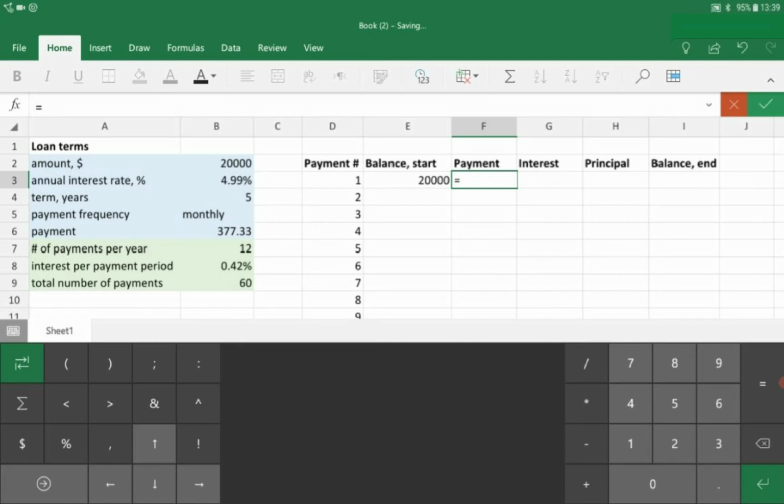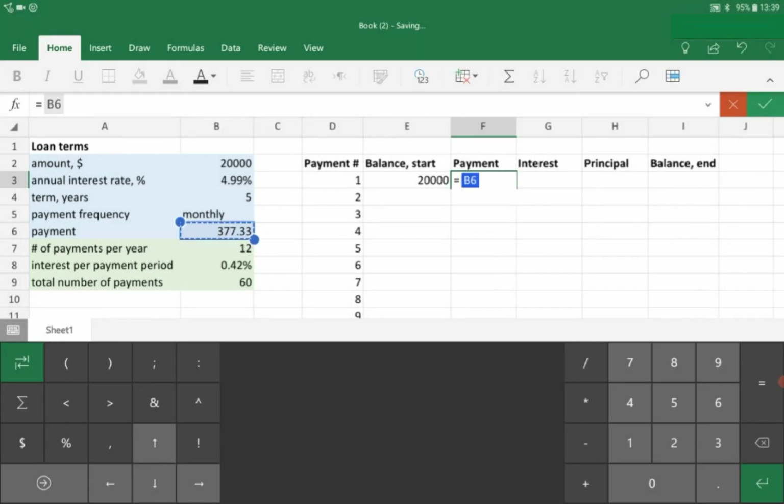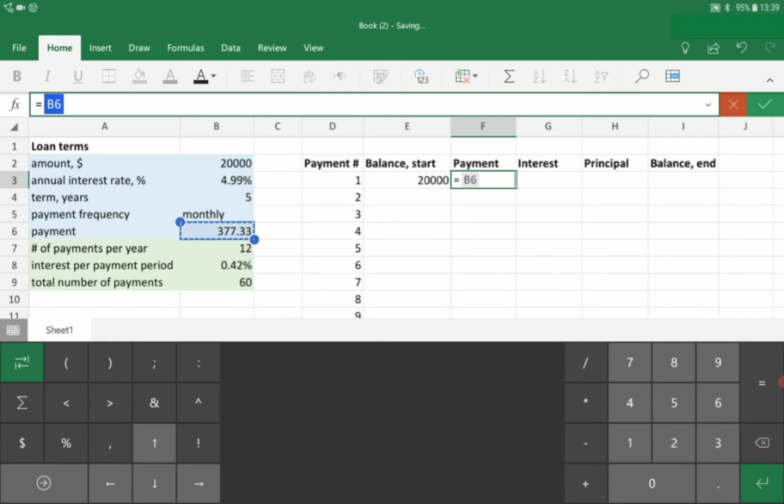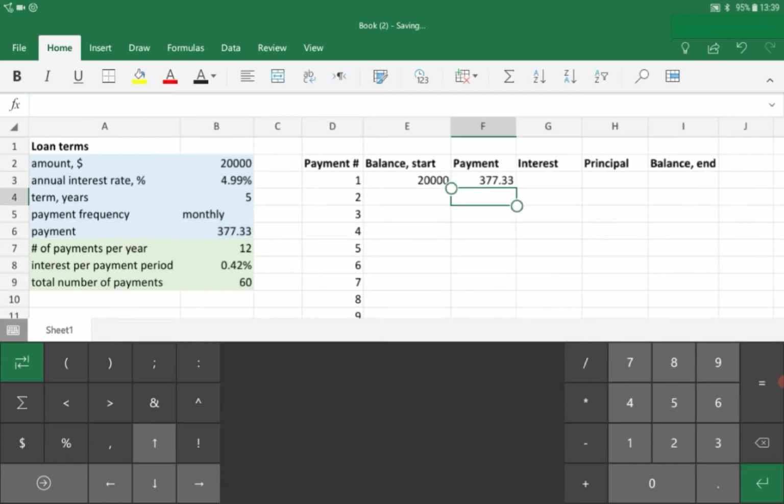So if you want to play with the payment amount, you don't have to retype the payment amount 60 times. So here I'm creating an absolute reference, and the indication that the reference is absolute and not floating are the dollar signs, in front of and after the letter B, and that you can actually type manually.